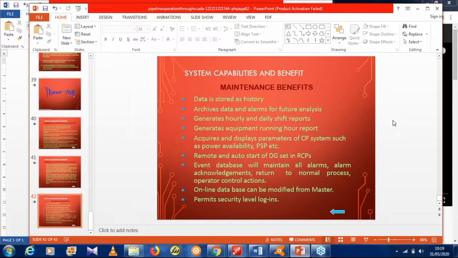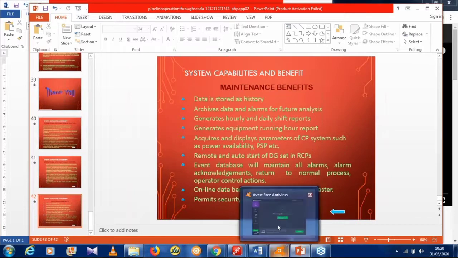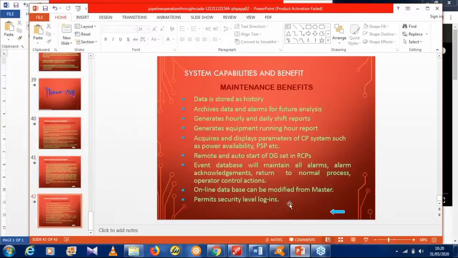All right. It also permits security level logging. What it means is that only authorized personnel will be allowed to access, control, or operate the system, because you have it already secured. It's a highly sensitive system and must be thoroughly and carefully handled.